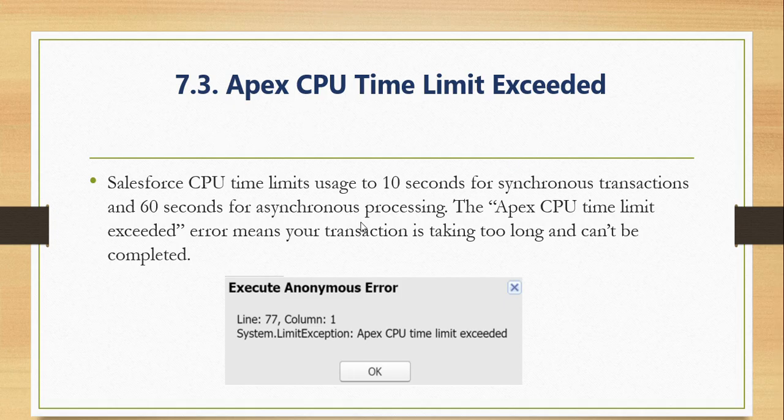Apex CPU time limit exceeded. Salesforce CPU time limits users to 10 seconds for synchronous transactions and 60 seconds for asynchronous processing. The Apex CPU time limit exceeded error means your transaction is taking too long and can't be completed.